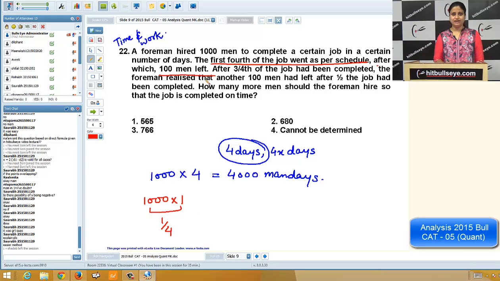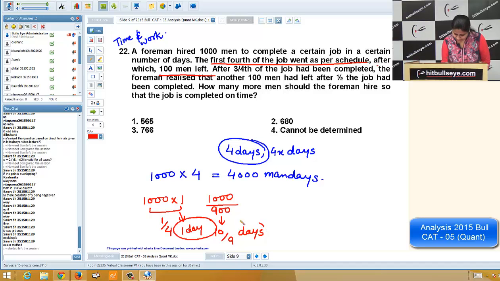After which 100 men left. Now 1000 men were there, and now we have 900 men. So the job is of 1 day for 1000 men, but we have 900 men because 100 men have left, so they will take 1000 by 900. It means 10 by 9 days. And this was 1 day. We are talking about days only. Are you getting me? That is the second lot they have completed.